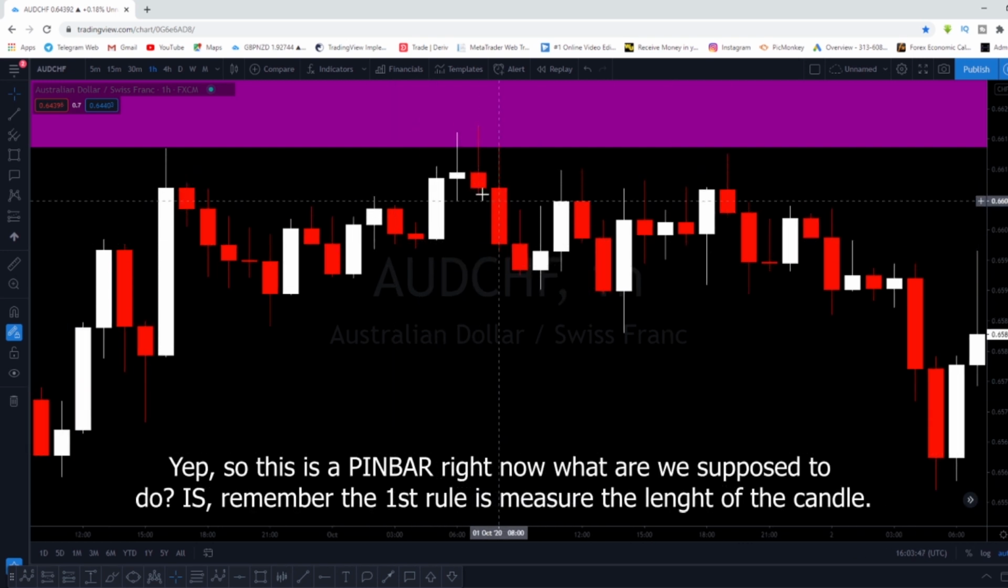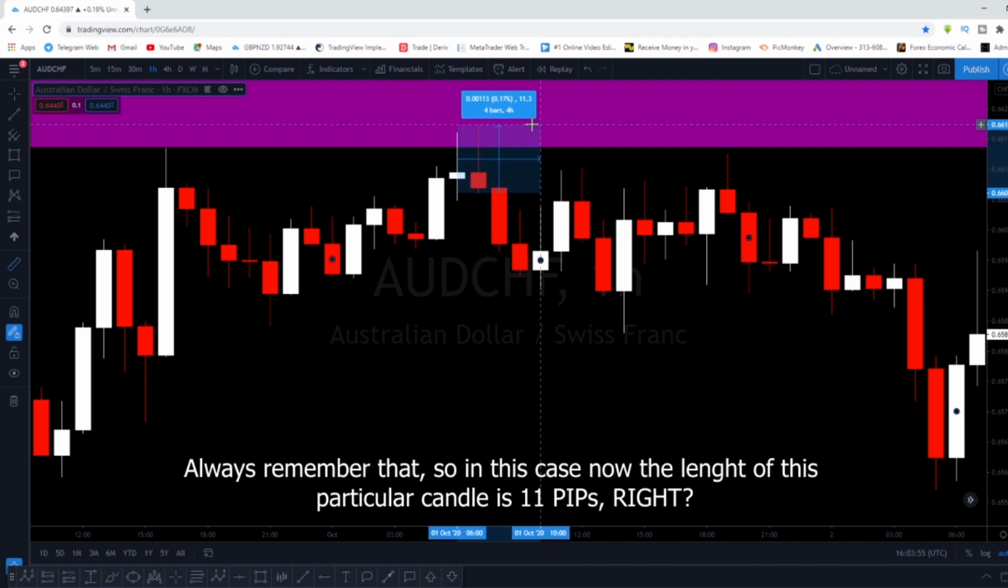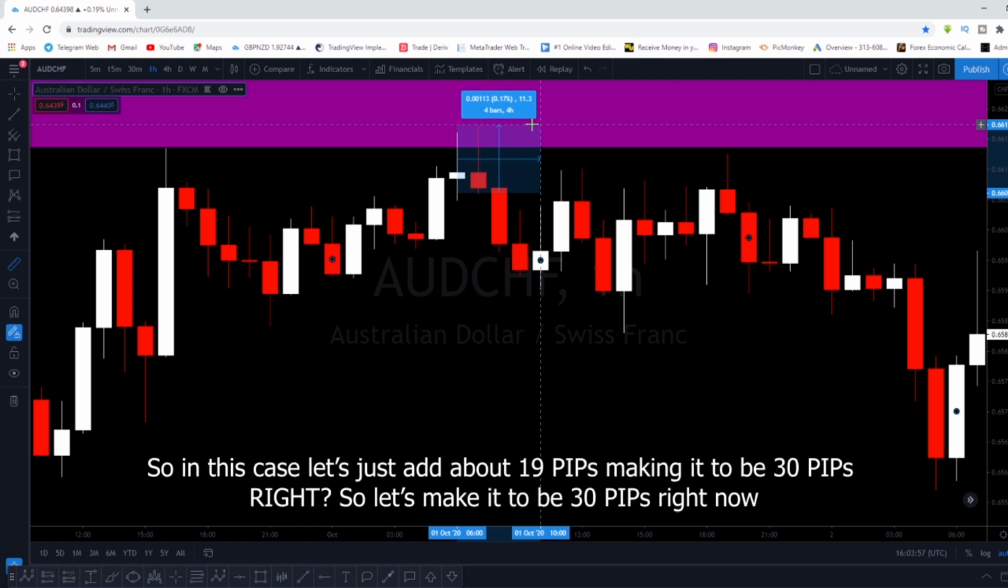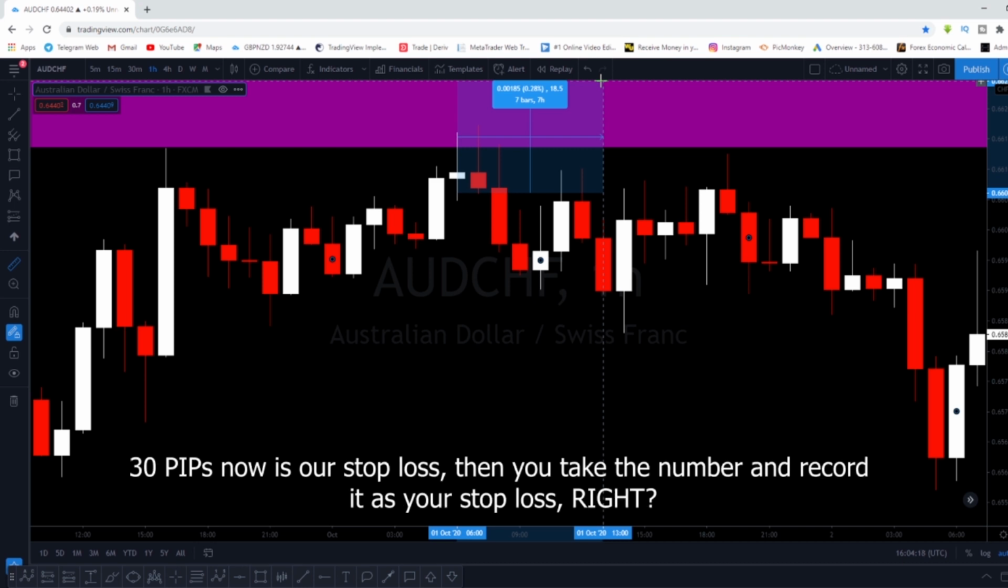What we are supposed to do is, remember, the first rule is to measure the length of the candle. Always remember that. So in this case, the length of this particular candle is 11 pips, right? So let's just add about 19 pips, making it 30 pips. If we go further, it's going to be 30 pips. So this 30 pips is our stop loss. Always remember that 30 pips now is our stop loss.